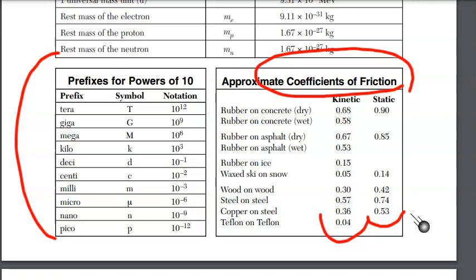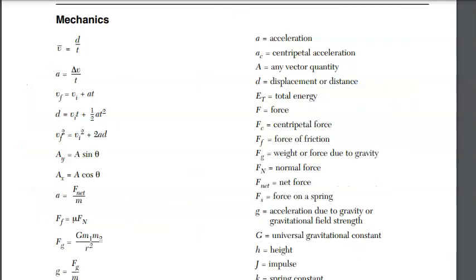Let me just show you what equation goes along with this. All right, we're at the back of the reference table, and it is right here. The force of friction is equal to the coefficient of friction times the normal force.